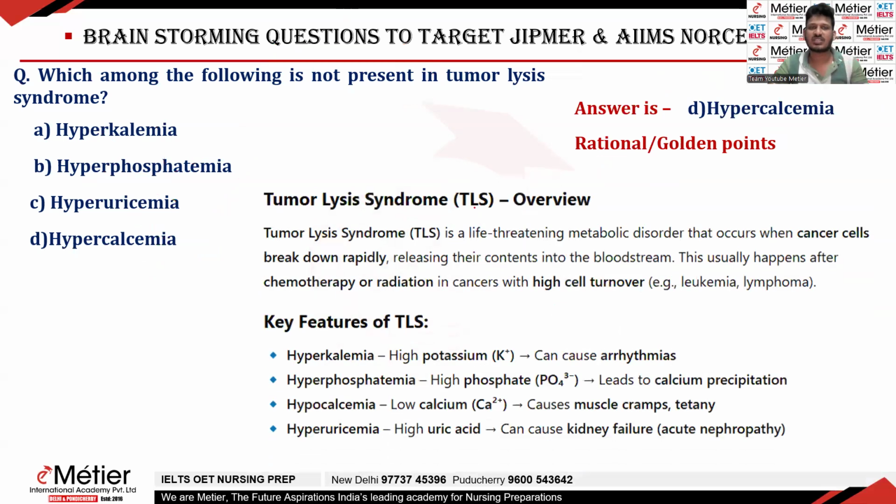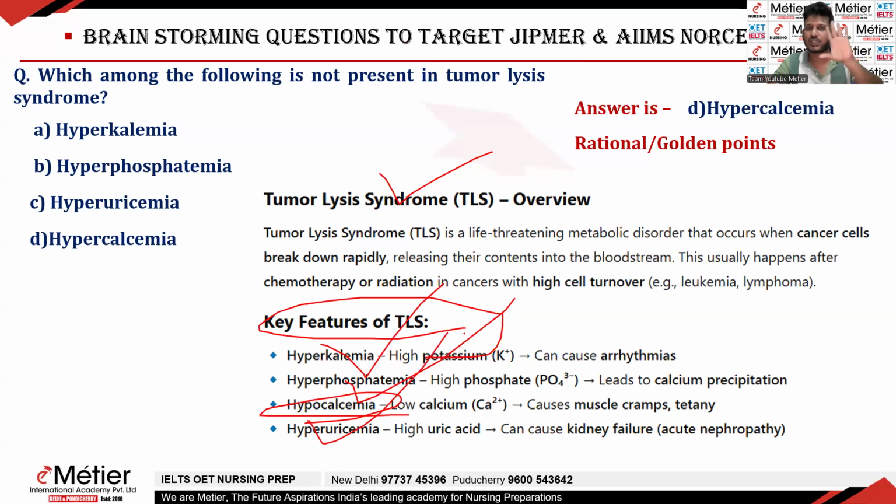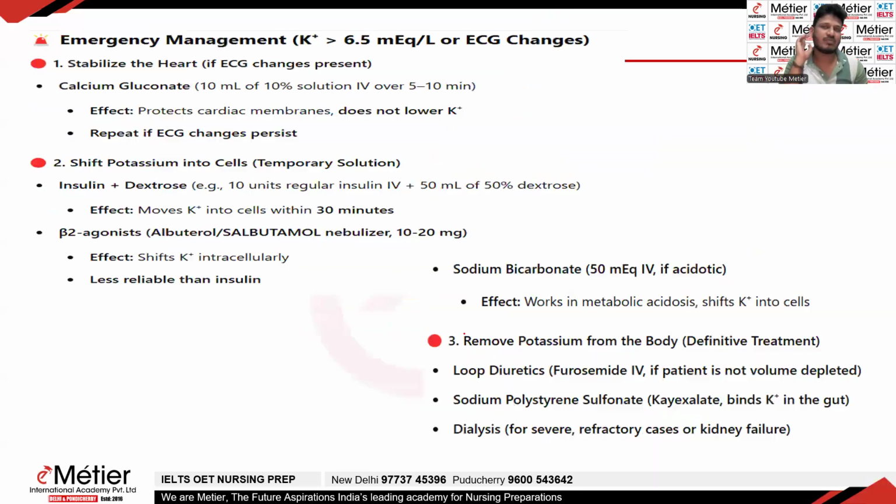And additional golden points you can see here. I have already given a clear explanation for tumor lysis syndrome, so no need to repeat it again and again. The key features, which are very important for your exams: in tumor lysis syndrome, hyperkalemia, hyperphosphatemia, hypocalcemia and hyperuricemia, these four things will be there. Please make a note of it. Hypocalcemia, hyperphosphatemia and hyperuricemia will not cause death, but hyperkalemia can cause cardiac arrest and death.